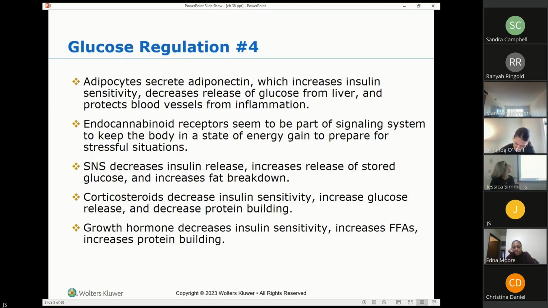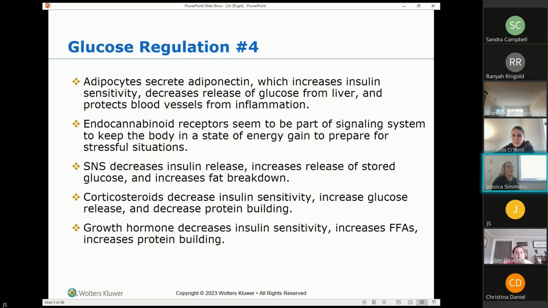Can you tell me what adiponectin is? For some reason, that's not registering. Adiponectin is a hormone that's released from the fat cells. Okay. I'm not going to test you on that, by the way.